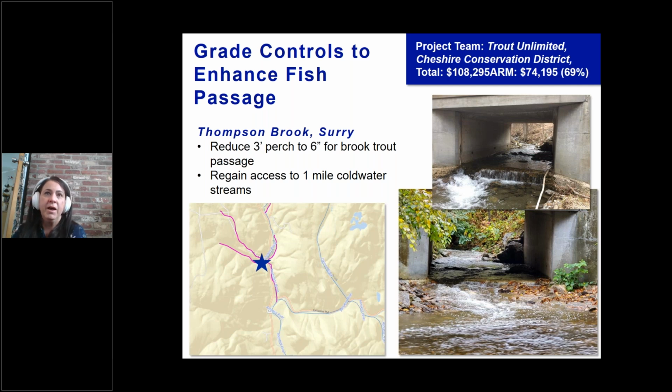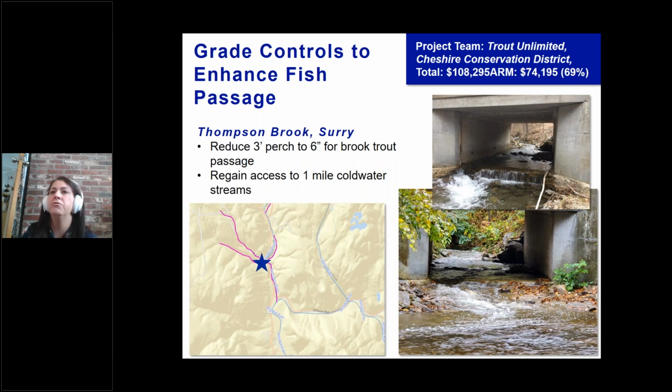Enhancing fish passage through downstream grade controls. Sometimes a culvert cannot be completely replaced. And in this case, this was for brook trout passage. So not really a coastal example, but this could also be done to facilitate anadromous fish passage as well, using downstream grade controls to reduce a perch.